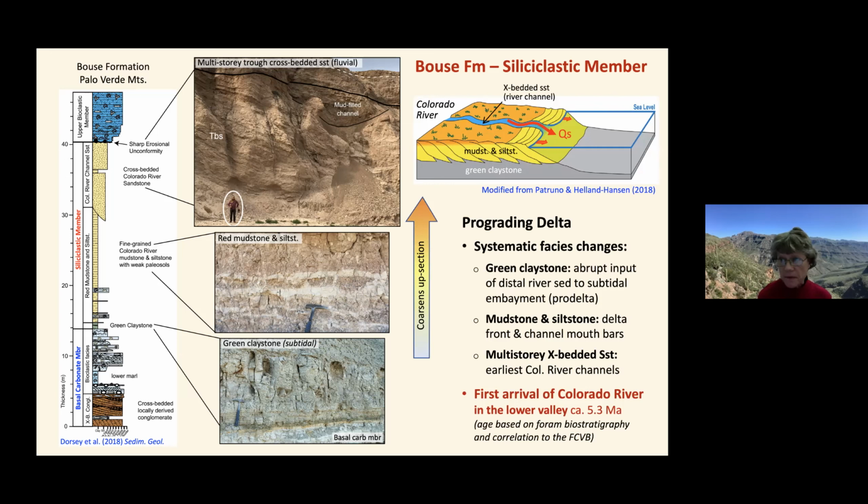And I'll just say that the age controls on the Bouse are not that good, but we do have some foraminiferal biostratigraphy that allows us to correlate these deposits to the Fish Creek-Vallecito section.